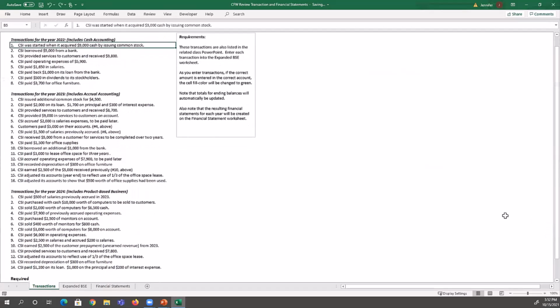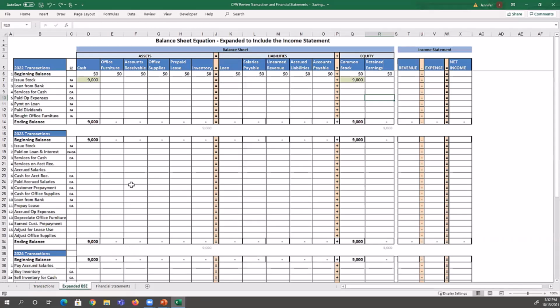If you can't remember how to do one, just go back to the related lesson on cash transactions or accrual transactions or product-based transactions or adjusting transactions. All right. Ultimately, it's not catastrophic if you don't get exactly everything correct, but you do want to aim to get as much correct as possible. All right.